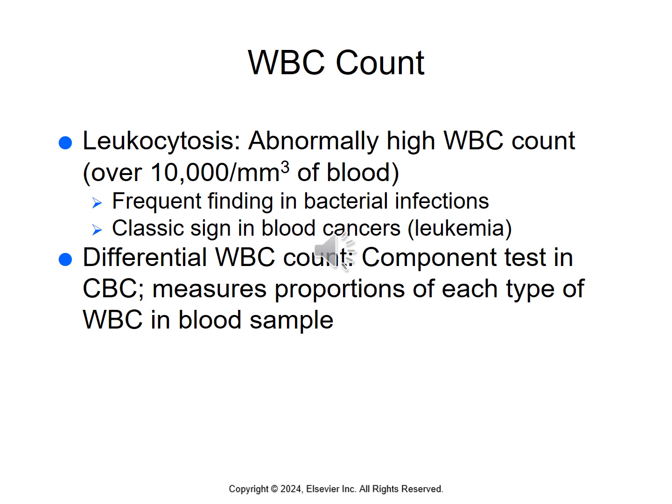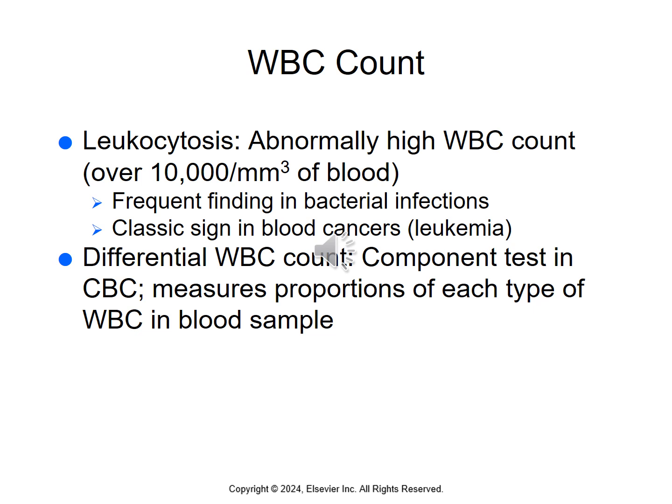So if you have an infection, the blood is drawn, usually a CBC with diff, a complete blood count with diff, basically just saying we also want to know about the different categories of white blood cells in that particular blood sample. So if the white blood cell count is elevated or above 10,000, then this is considered leukocytosis. Okay? And it's frequently found in bacterial infections.